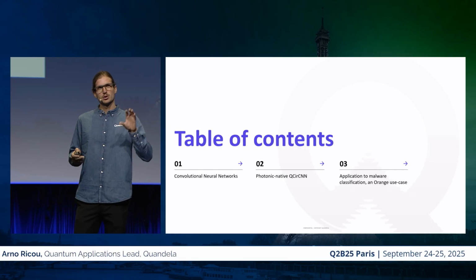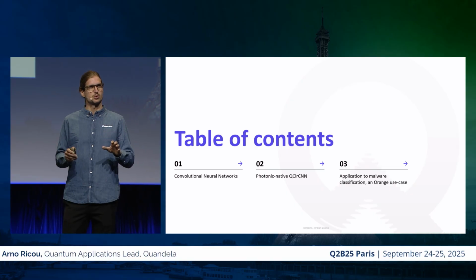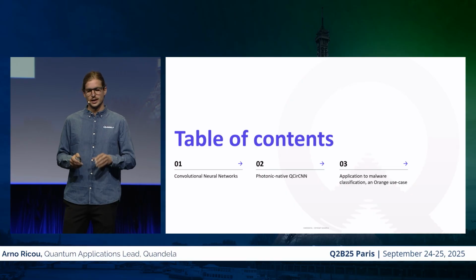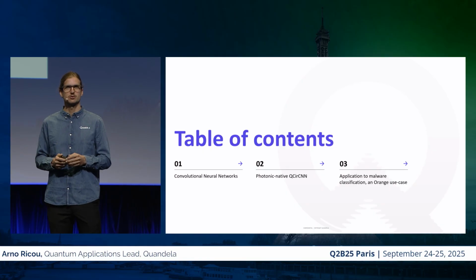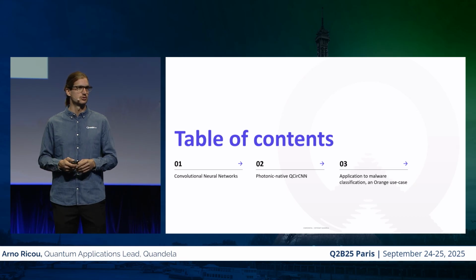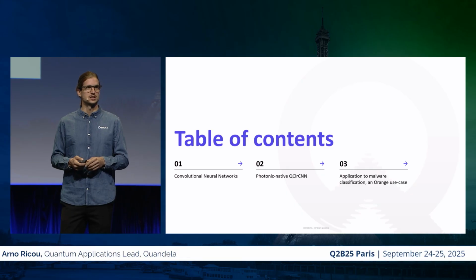As I was saying, I'm going to first introduce what convolutional neural networks are about, so the basic principle of it, fully classical. Then we're going to shift to how we develop a photonic native quantum circulant convolutional neural network, and then apply it to actual use cases such as the MNIST dataset and malware classification.